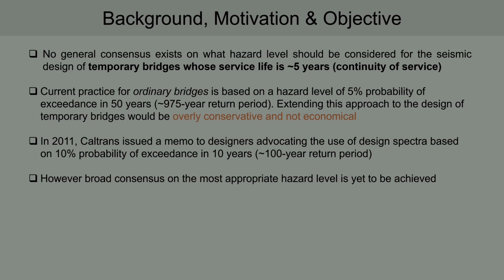So for these structures, there is currently no consensus on what is the most appropriate hazard level that should be used for their seismic design. Just to cast this in the appropriate framework, current practice for ordinary bridges is based on a hazard level corresponding to 5% probability of exceedance in 50 years, which roughly corresponds to a return period of 975 years. Now, it's obvious that extending this approach to the design of temporary bridges will be overly conservative and not economical. Again, keeping in mind that these bridges are designed to have a service life of 5 years only.